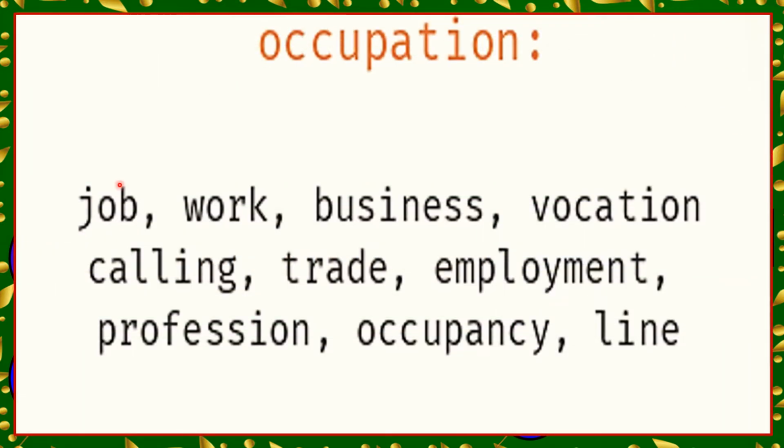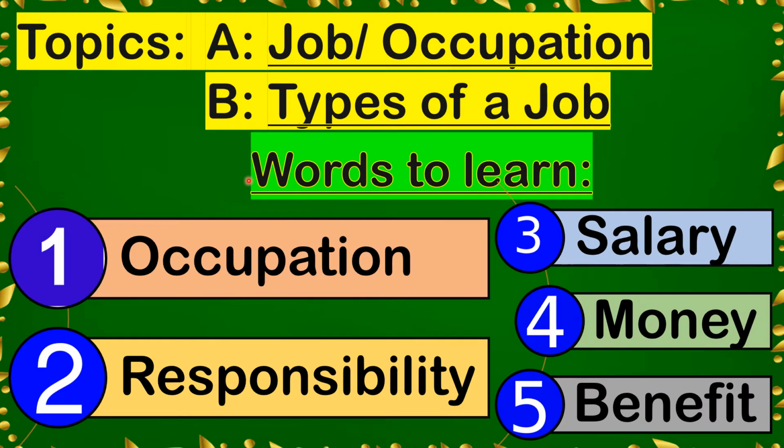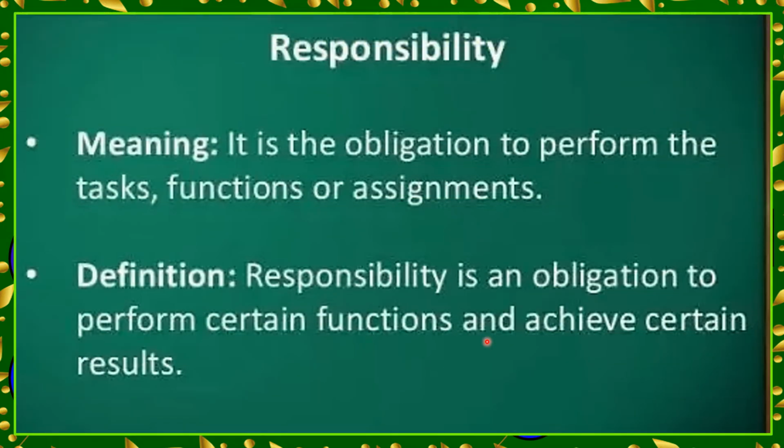Occupation. It means job, work, business, vocation, calling, trade, employment, profession, occupancy, and line. Like Miss MJ, my job or my work is a teacher. The second word is responsibility, meaning it is the obligation to perform the tasks, functions, or assignments. Responsibility is an obligation to perform certain functions and achieve certain results.